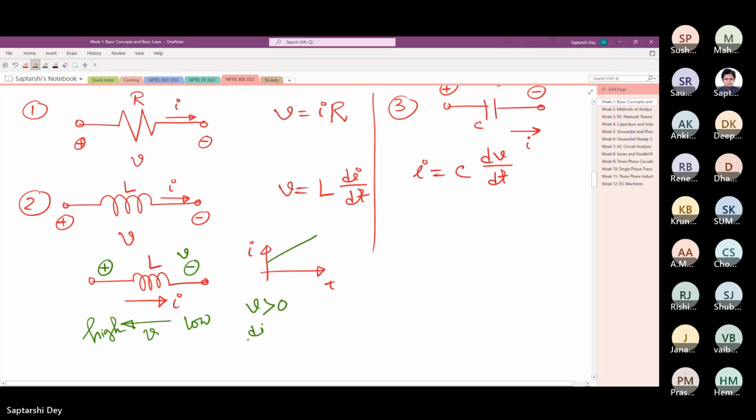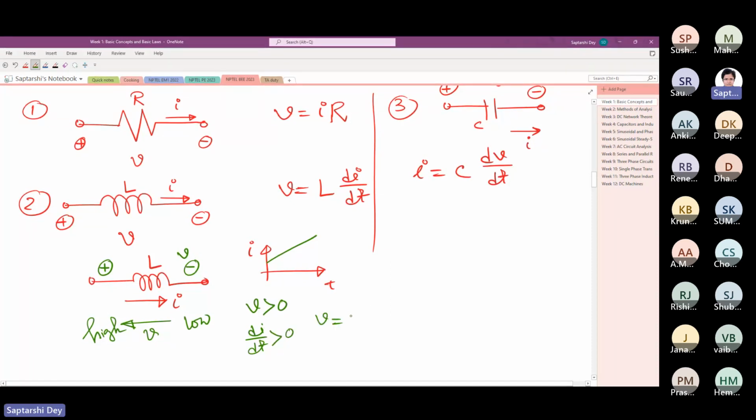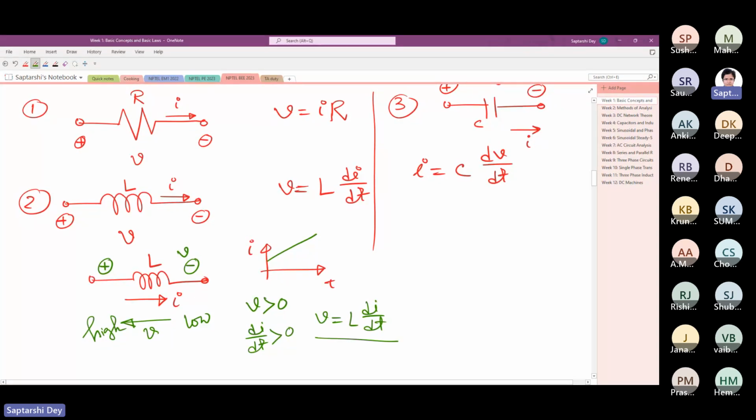Again, I was increasing, so di dt is positive. That means I can write V equals L di dt. In this equation itself, if you draw the voltage and current polarities like this, Lenz's law is already incorporated. So whenever you are writing V equals L di dt, do not just blindly write it. Before you write, check the polarities of voltage and current, then only you can write this. Same is the case for resistance and capacitor also. V equals IR I can write only when the directions are like that.